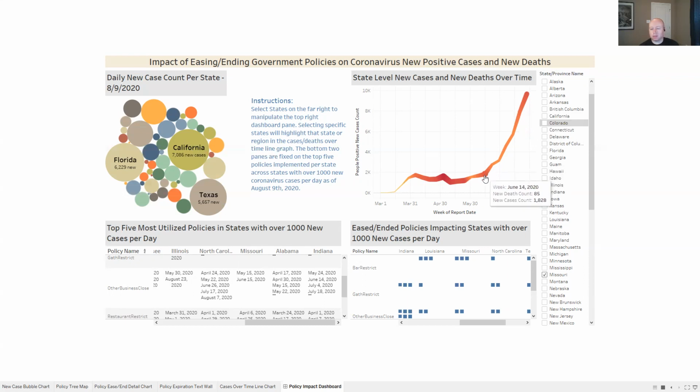Weaknesses to this approach is it doesn't take into consideration a variety of other factors, such as economic impact and population density. But I think this is a fairly narrow but interesting look at how policies have impacted the spread of this virus.